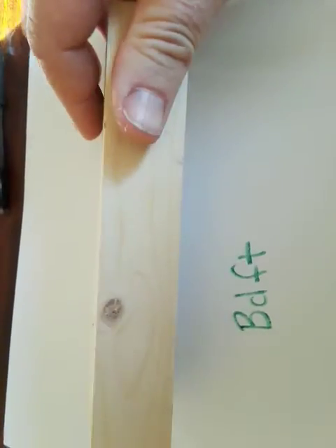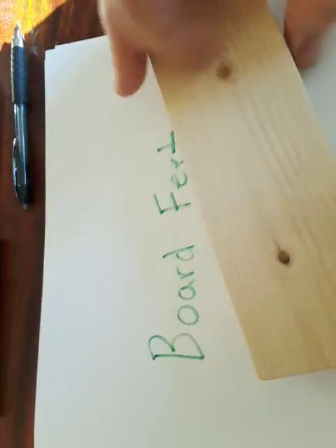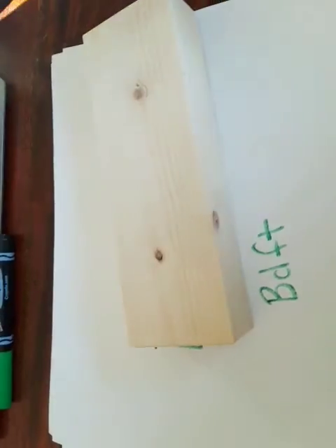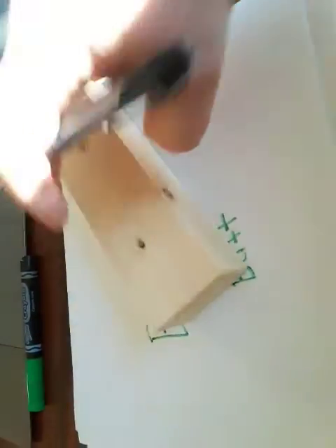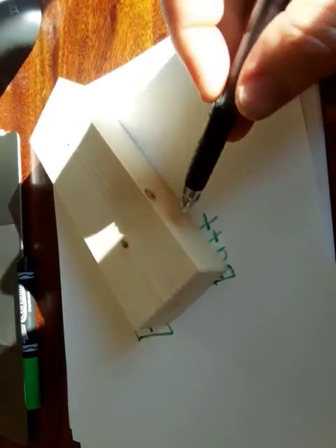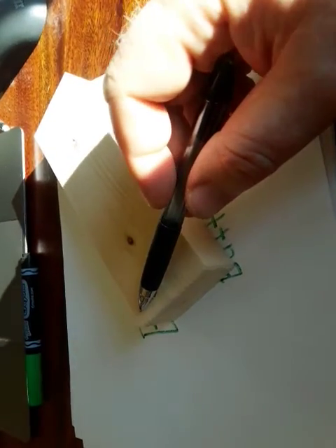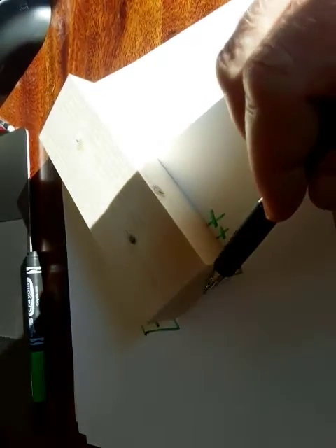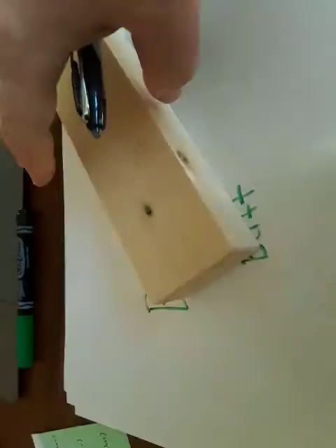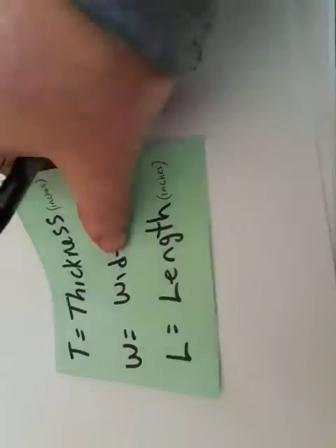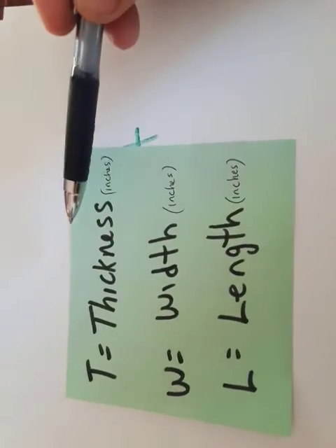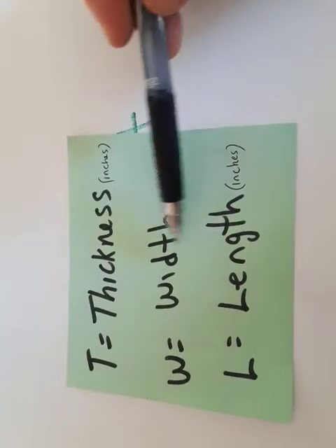Going back to our board here, it's really just a volume. If I look at this individual block here, I have three dimensions. I have the length that runs this way, the width, and the thickness. To understand what board feet is, we need to understand these terms: T, W, and L.